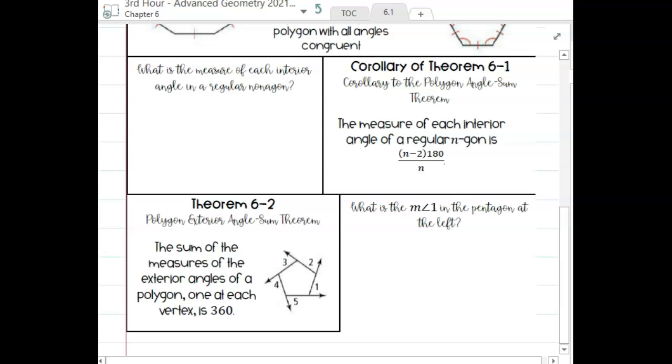But then what you're going to do is divide by n, because n is the number of angles you have. This is the total angle measures. Divide by how many angles there are. That will tell you the measure of one of the angles.